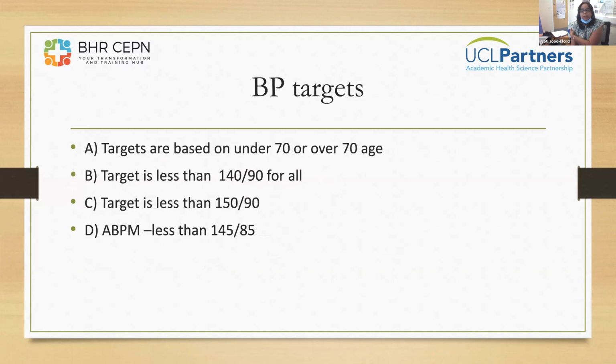I've just put this in as a bit of theory. Right, now I've mentioned the targets. Okay, so this is a poll about targets. I've already alluded to it, so you should get some of these answers right. So what are the blood pressure targets? Targets are based on under 70 or over 70 years of age, so it's age related. A target is less than 140/90 for all. Target is less than 150/90. Ambulatory blood pressure, again, the blood pressure where you send the patient away with a monitor for 24 hours, is 145/85.